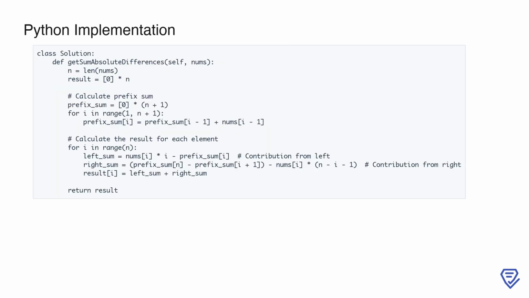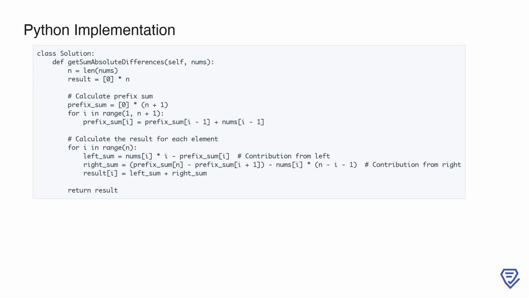To solve LeetCode problem number 1685 efficiently, we utilize prefix sums to calculate the sum of absolute differences for each element in the sorted array. Here is a detailed explanation of the code. 1. Initialization. We start by determining the size of the input array nums and initializing an array result of the same size to store the final outputs. A prefix_sum array is created to store cumulative sums of the elements in nums, which helps in efficient range sum calculations.